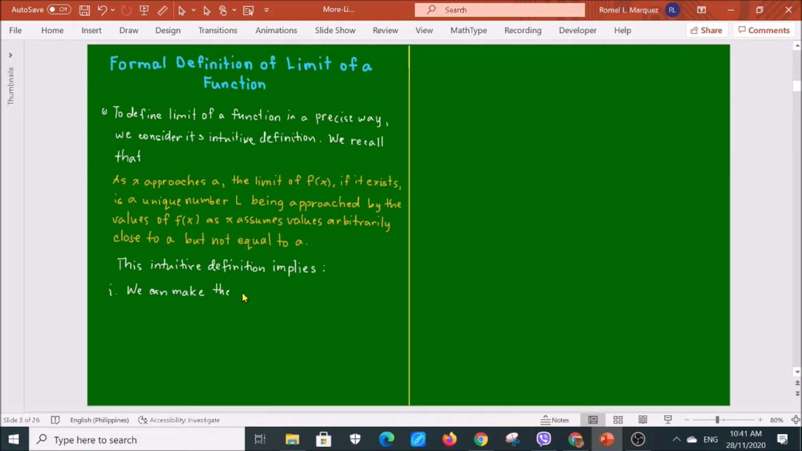the values of f of x as close as we like to the number L by taking the values of x close enough to a but not equal to a.